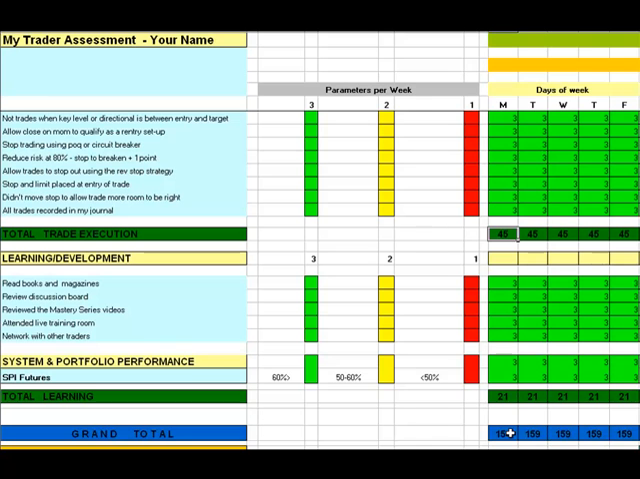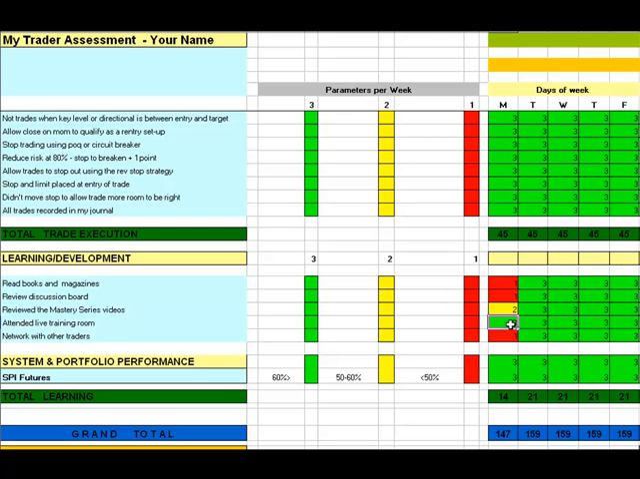Now let's have a look at learning and development. Reading books and magazines for the day. I gave myself a no, so I haven't done any of that today. Review discussion board, I haven't done that either. Reviewed my Mastery Series videos, so the videos are uploaded on the website and the blog. One quick one, but I didn't get all the way through it, but started. So I did make an attempt at that, so I give myself a 2 there.